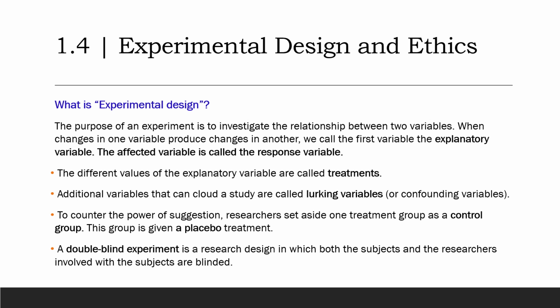Let's move on to section 1.4, experimental design and ethics. What is experimental design? The purpose of an experiment is to investigate the relationship between 2 variables. When changes in one variable produce changes in another, we call the first variable the explanatory variable. The affected variable is called the response variable. The different values of the explanatory variable are called treatments. Additional variables that can cloud a study are called lurking variables or confounding variables.